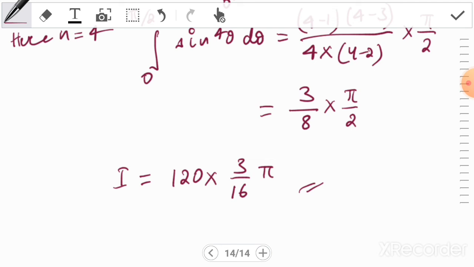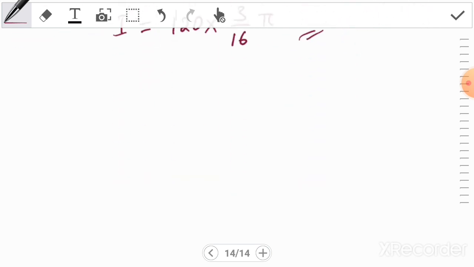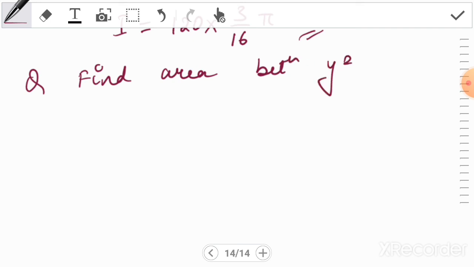Okay, so let us solve one more example. Find the area between the parabola y square is equal to 4ax and x square is equal to 4ay.